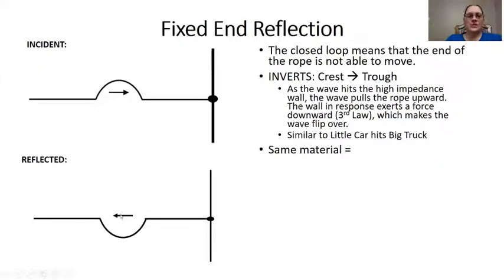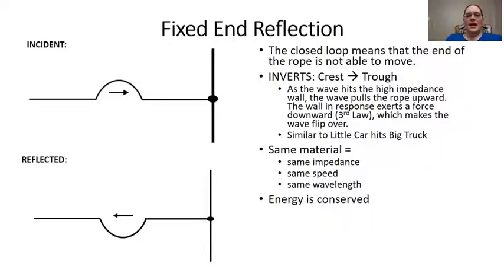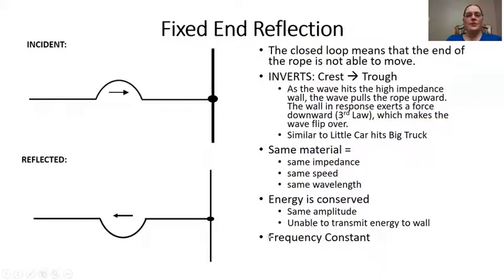This wave is in the same material, which means it's going to have the same impedance. If it has the same impedance, then you should be able to draw a conclusion about the speed and the wavelength. Yes, they are the same. Energy is conserved here at the wall, so that tells us that we are going to have the same amplitude coming in and out. We are not going to have this wave transmit any of its energy into the wall, and the frequency will remain constant. I will go into more detail about that in a future video.